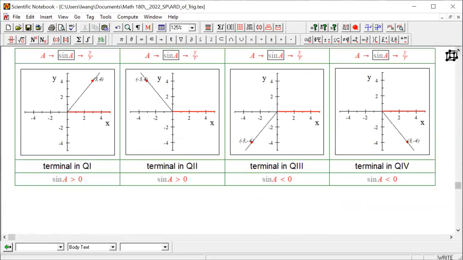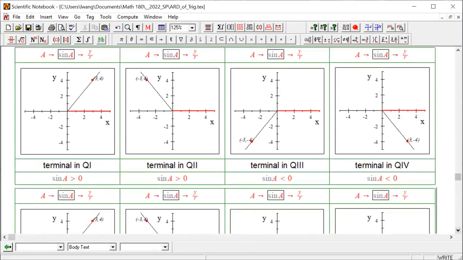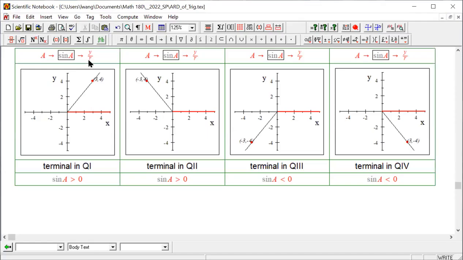So all of these rules are changing for cosine. Cosine is x over r. The rule has changed, x over r. So now, how about the sign for cosine? What's the sign for cosine?